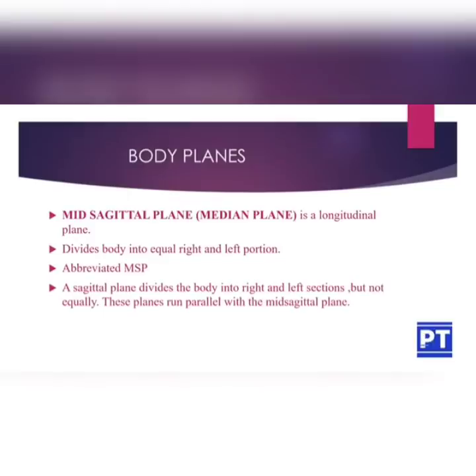The body planes are of three types. The first one is the mid-sagittal plane. Median plane is a longitudinal plane which divides the body into equal right and left portions, abbreviated as MSP. A sagittal plane divides the body into right and left sections but not equally. These planes run parallel with the mid-sagittal plane.